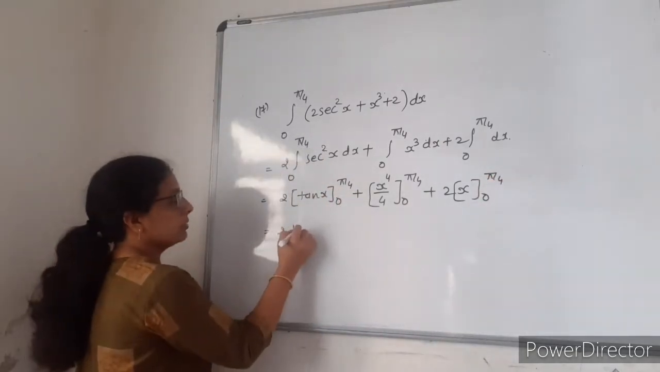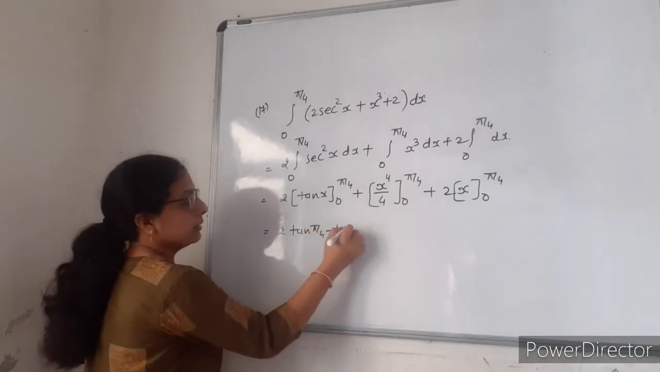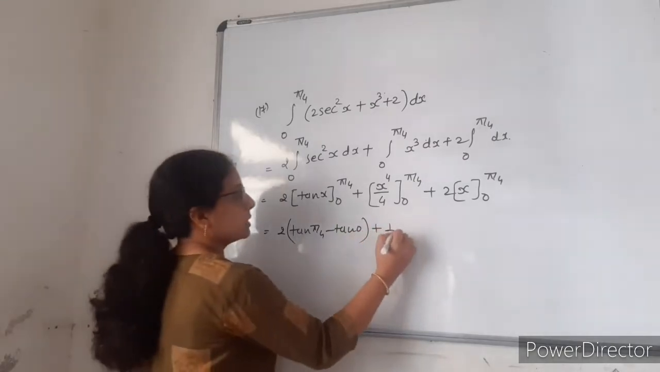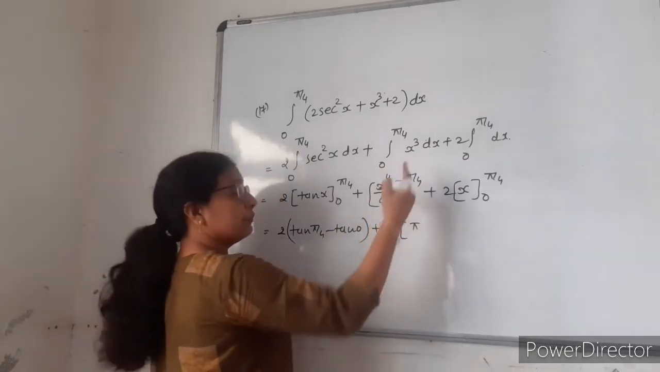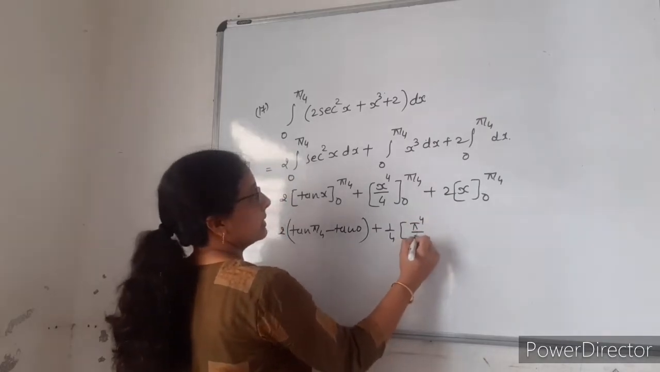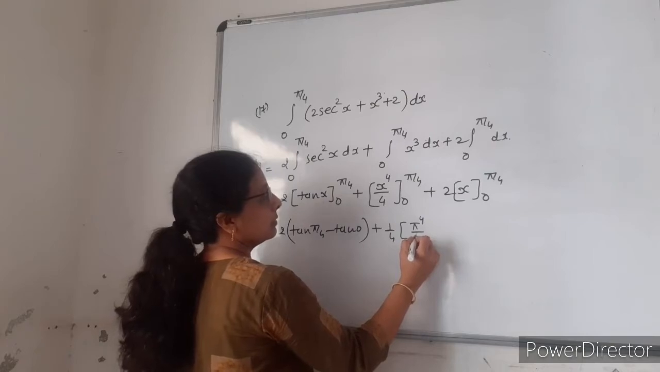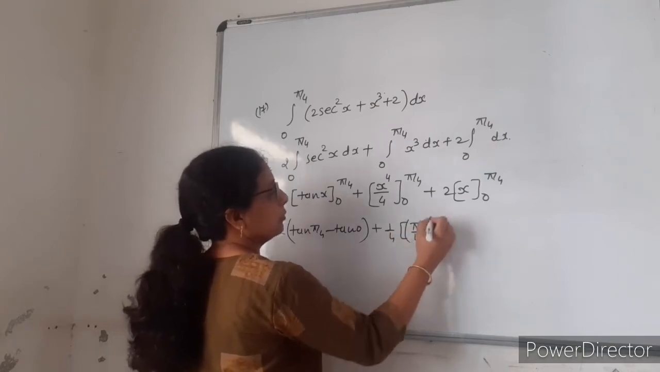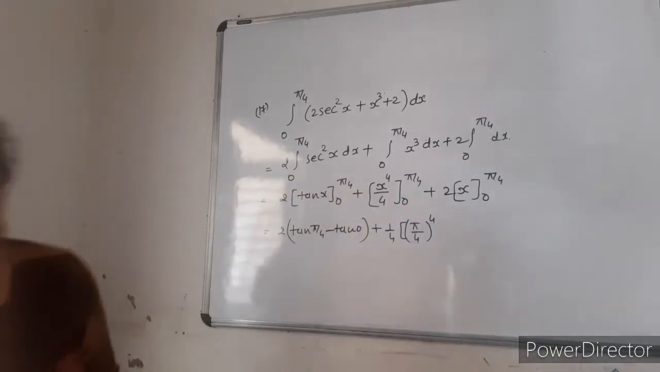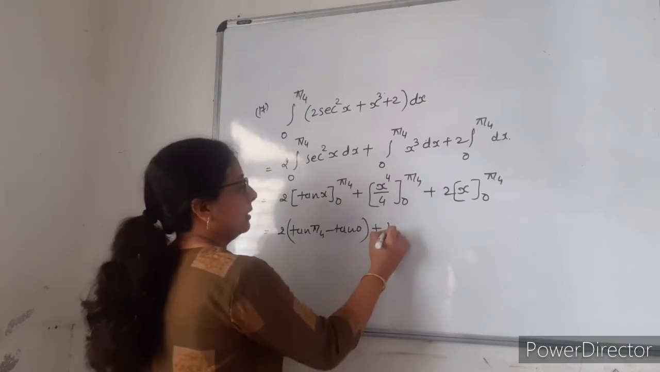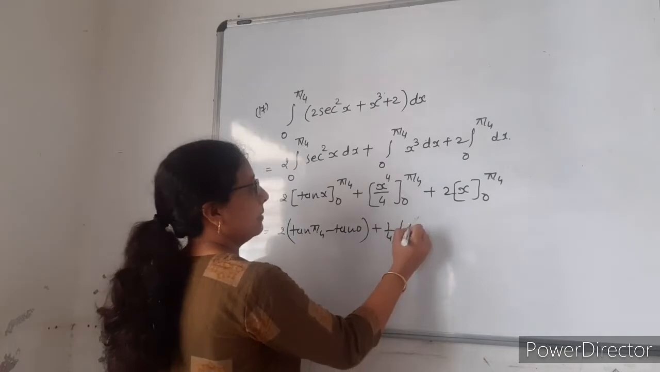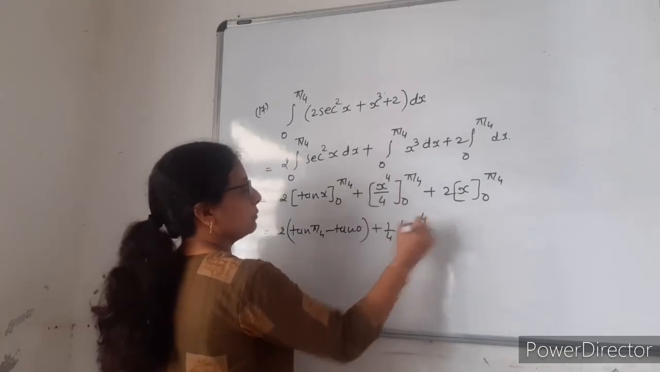So it is 2. When you apply the limit, it is tan pi by 4 minus tan 0, plus 1 by 4, it is x raised to 4. So pi by 4 raised to 4. Whenever you apply the limit, 1 by 4 we have to take outside, sorry. So it is 1 by 4 x raised to 4, so apply the limit pi by 4 raised to 4.